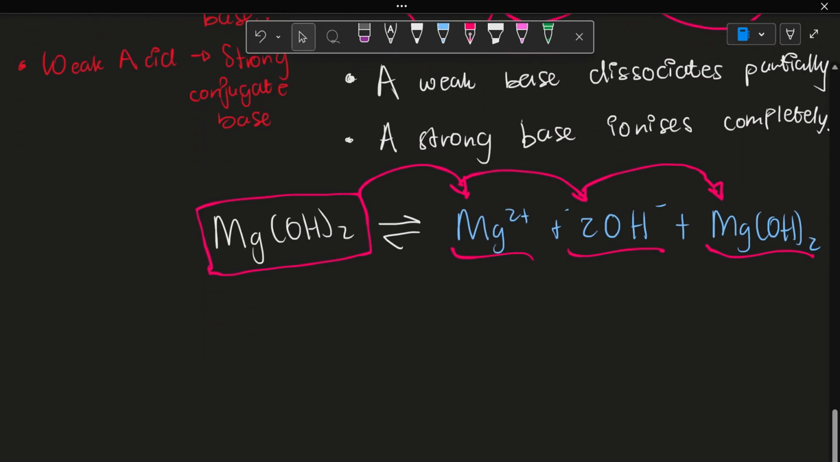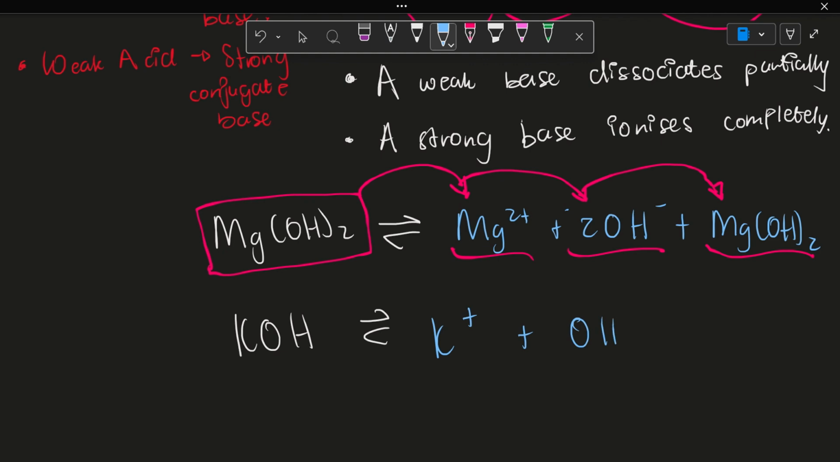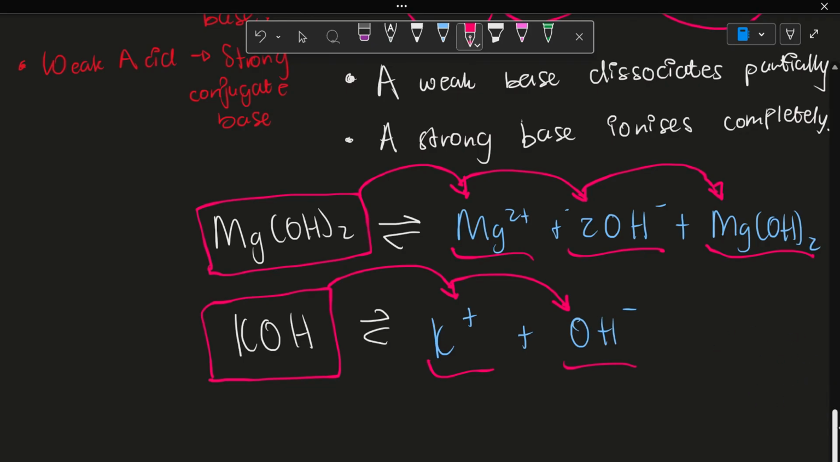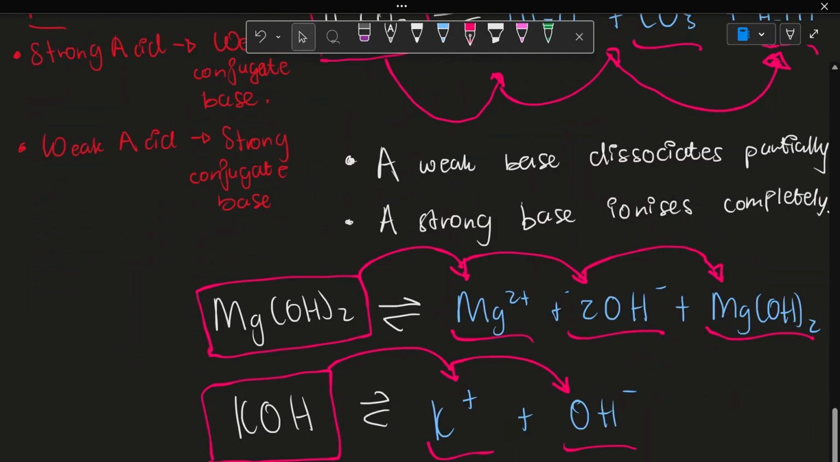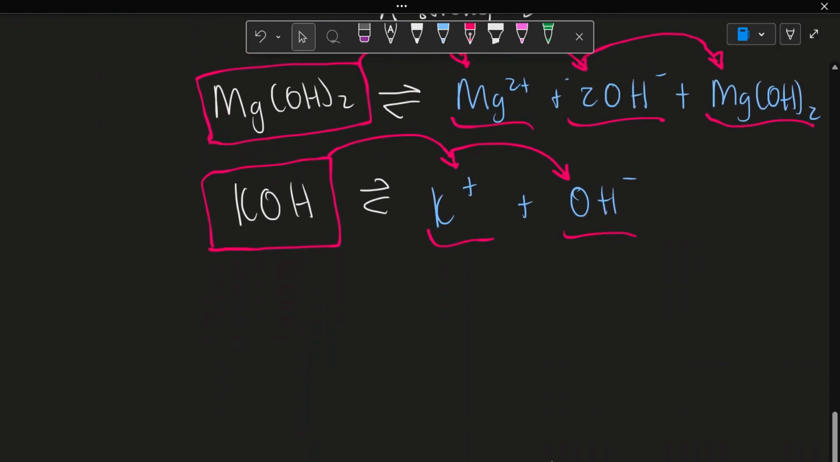And then with a strong base, a very common strong base is potassium hydroxide, right? So potassium hydroxide, what happens? Potassium hydroxide forms potassium plus hydroxide ion. This is not going to form. Why? Because potassium hydroxide is a strong base. So we remove this and we only result in these two. So we say it's a strong base because the entire compound formed its respective ions and not itself once again.